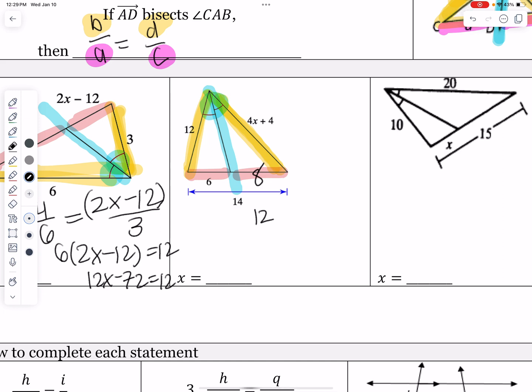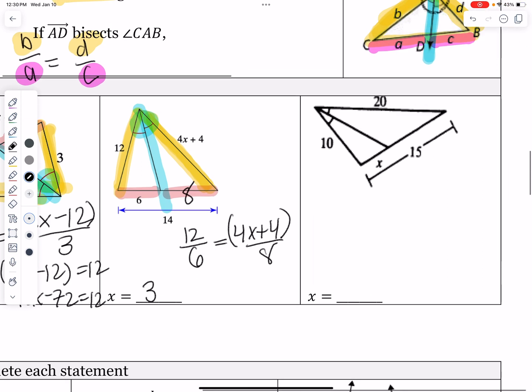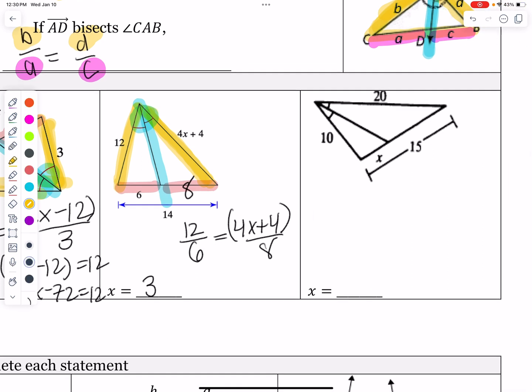And so then we're just going to set up our fraction. 12 over 6 equals 4x plus 4 over 8. That is the yellow over the pink. Again, you're just going to cross multiply. This is the problem where you have to use distributive property. Come see me if you need help on that, but you should end up getting x equals 3. Okay. All right. Here we go.